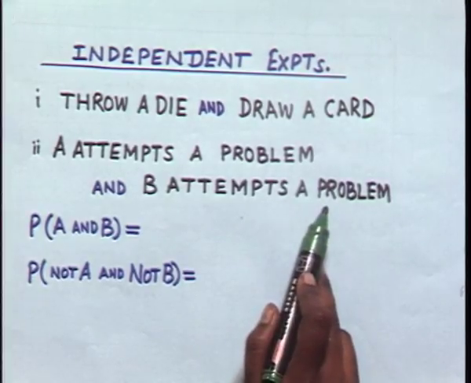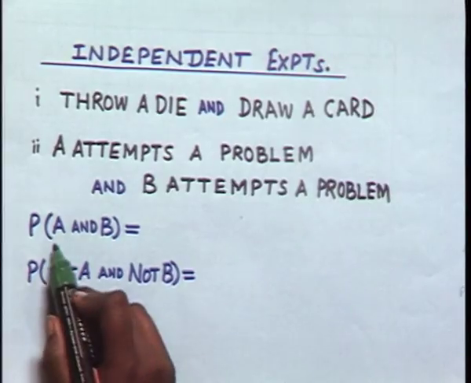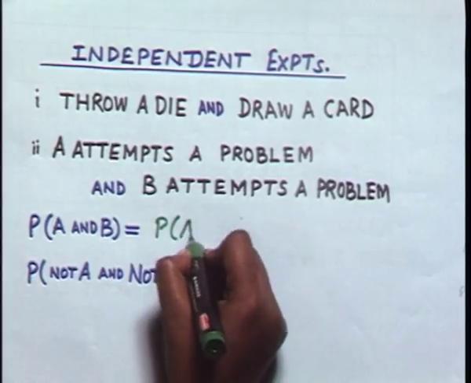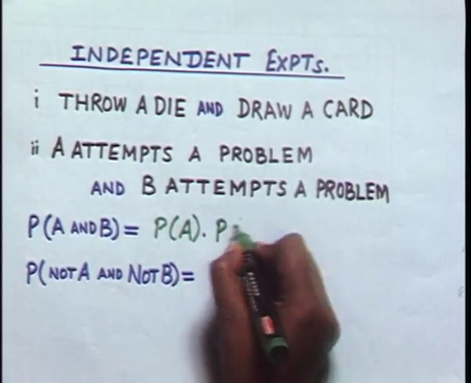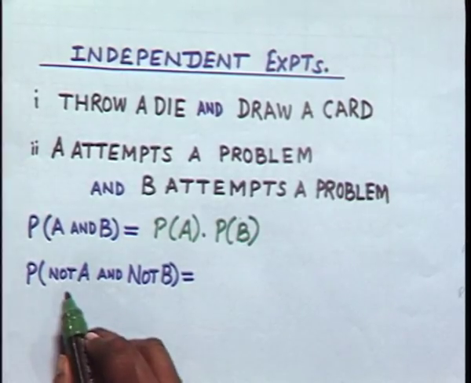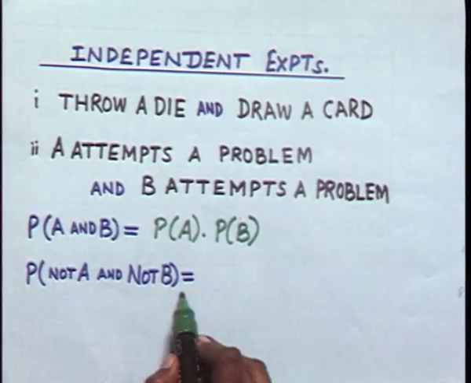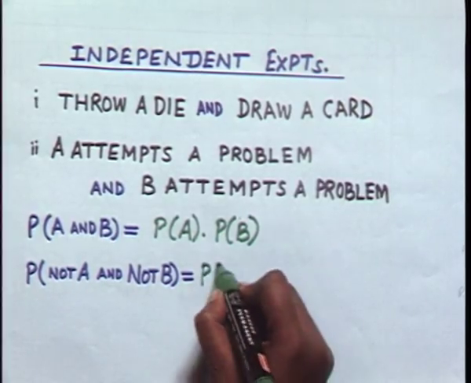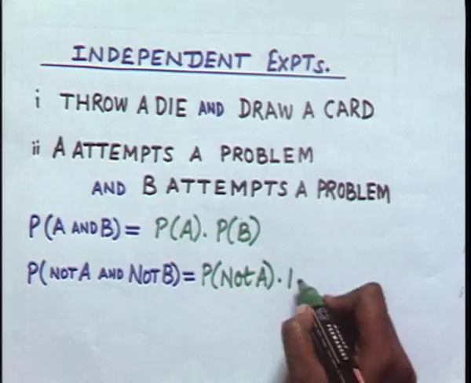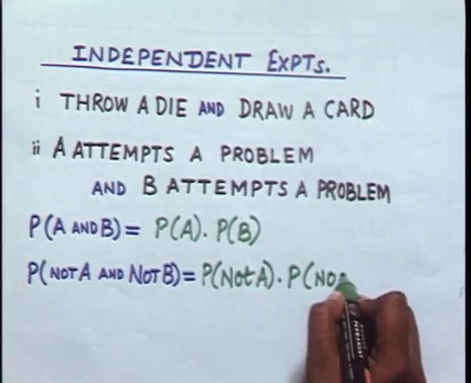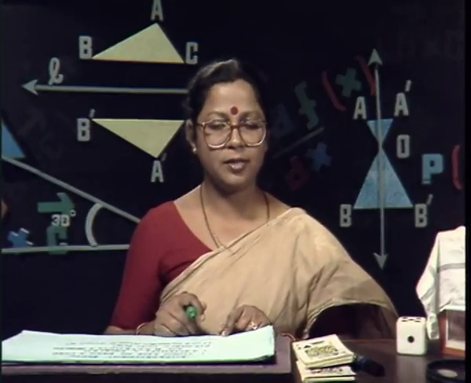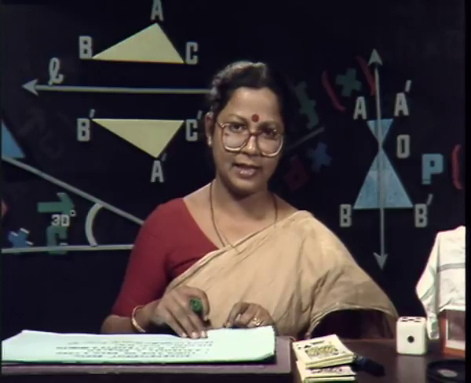So, they are independent experiments, and therefore, we can apply this result that probability of A and B is equal to probability of event A into probability of event B, or probability of event not A and not B is equal to probability of event not A multiplied by probability of event not B. We now solve a few problems to understand the use of these results.